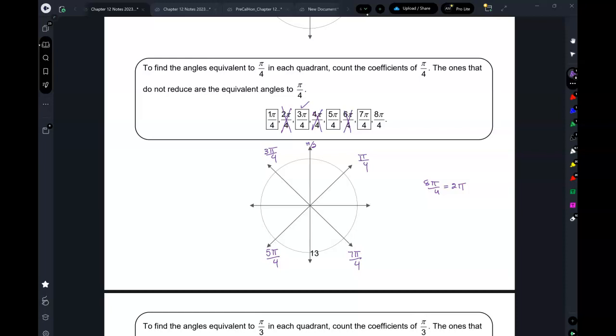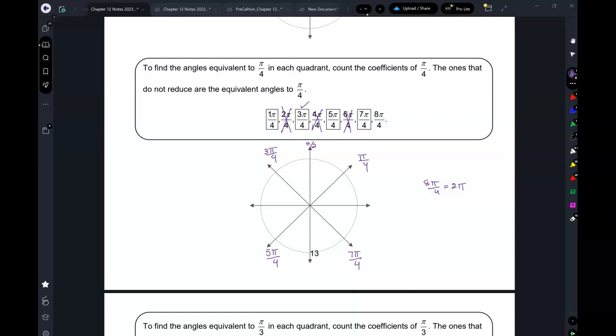So again, look, you were going in order. 1 pi over 4, 2 pi over 4, 3, 4, 5, 6, 7, 8. Out of these, some of them, the 2 and the 4 will go away. 4 will become a 2. 4 will become a 1. 4 will become a 2. You want to throw those away. You only want to keep the ones where the 4 will stay forever.